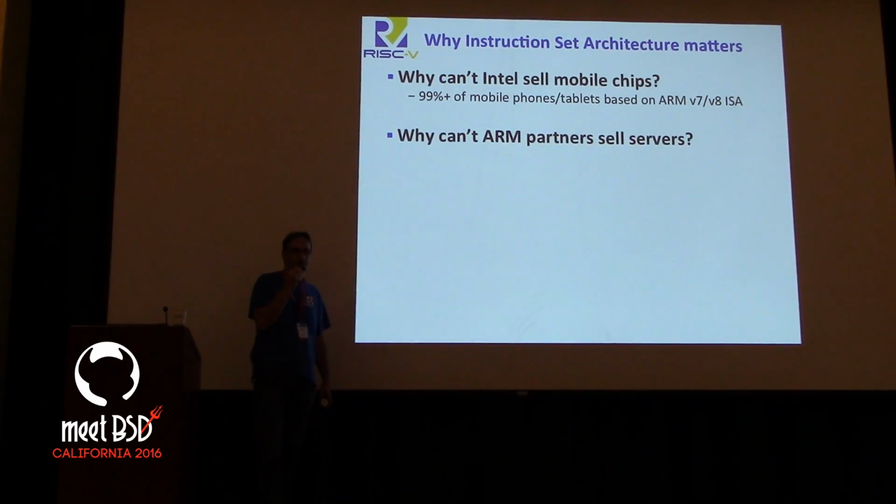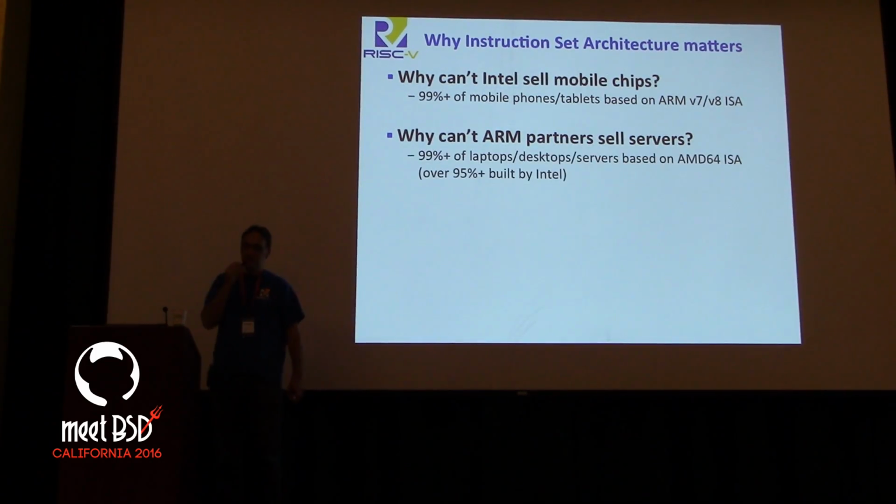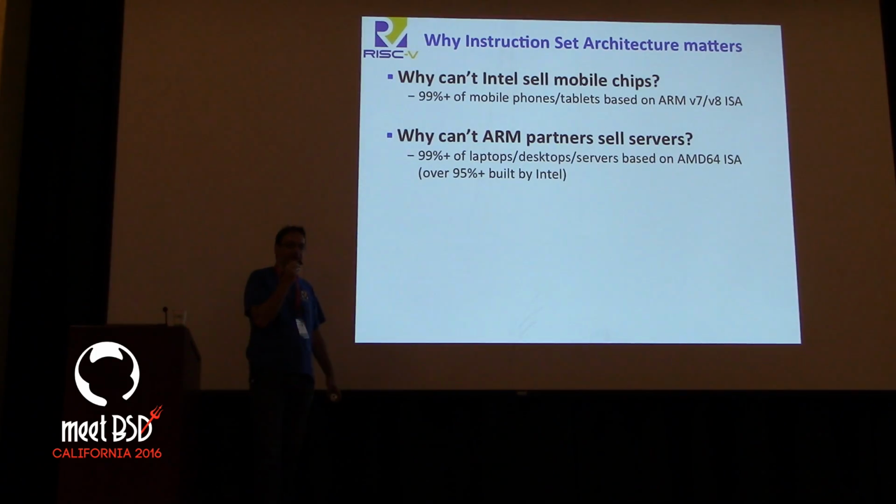It's not rosy for ARM, because why can't ARM sell servers? Or more exactly, why can't ARM partners sell servers? Well, the reason is they run the wrong instruction set. Almost all laptops, desktops, and servers are based on the AMD64 architecture. Most of those are built and sold by Intel. So why is Intel selling an AMD-designed ISA?